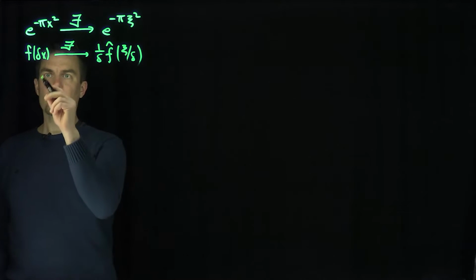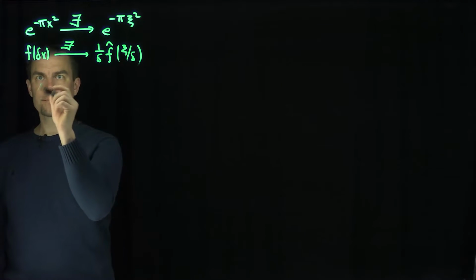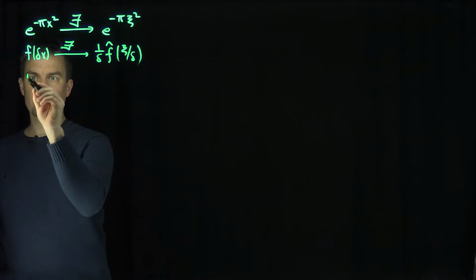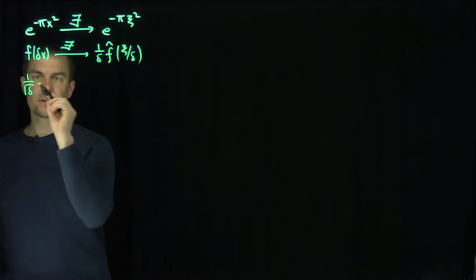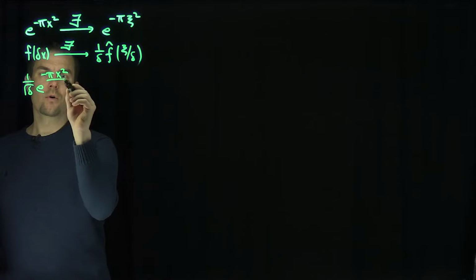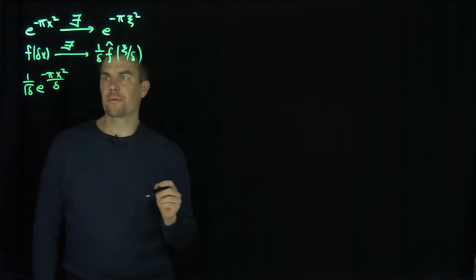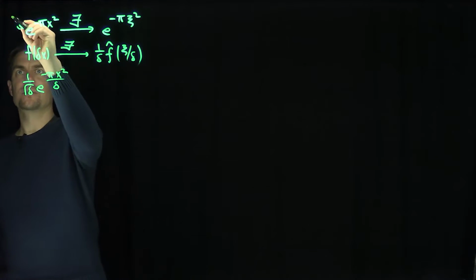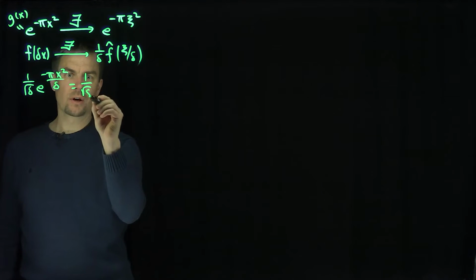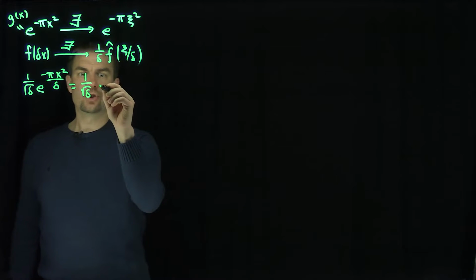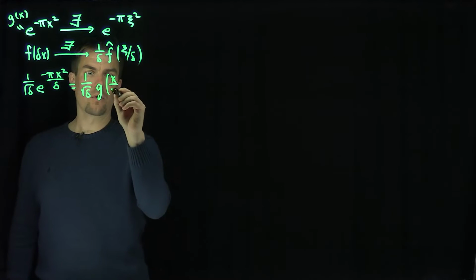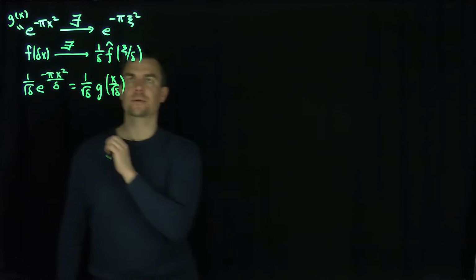If we combine these two results, we can therefore say that the function, let's now consider 1 over root delta, e to the negative pi x squared over delta. Then what would it be for this function over here? If this is my function g of x, then this is exactly 1 over the square root of delta times g of x over root delta, like that, okay?